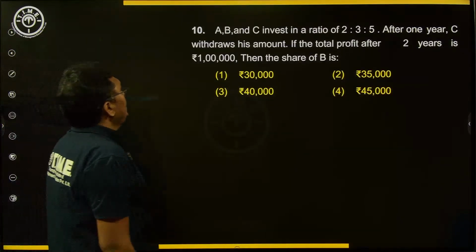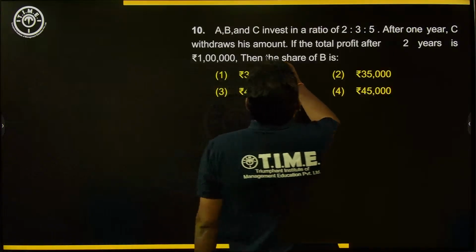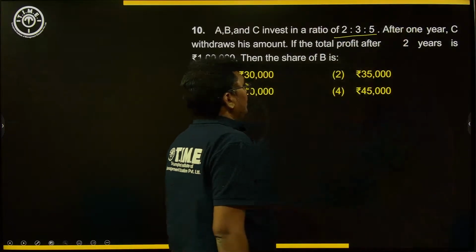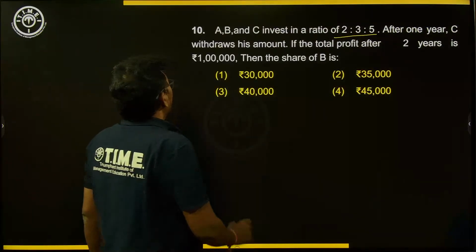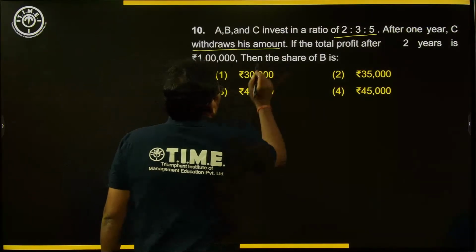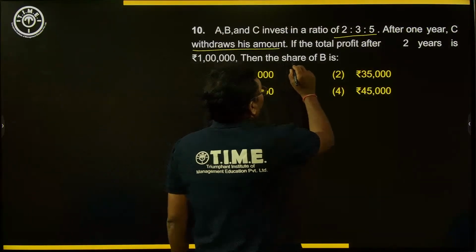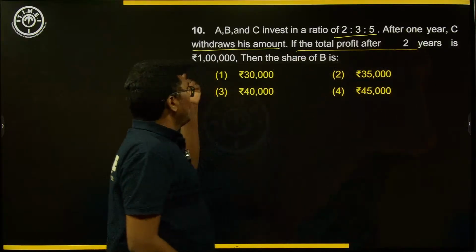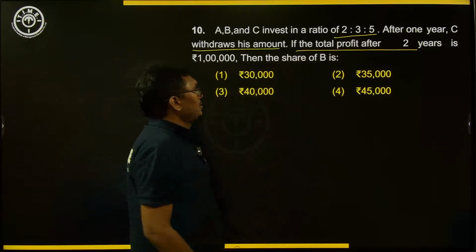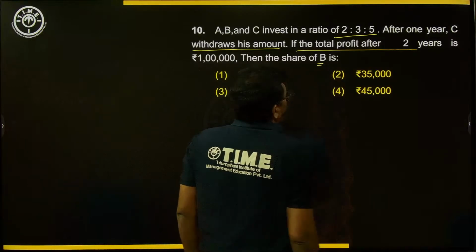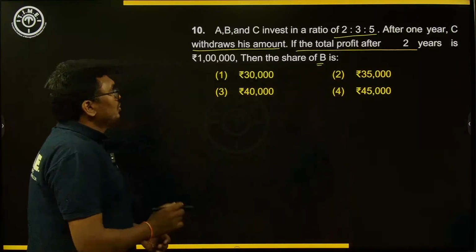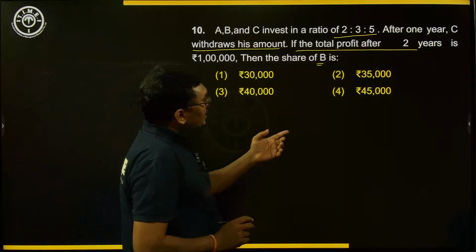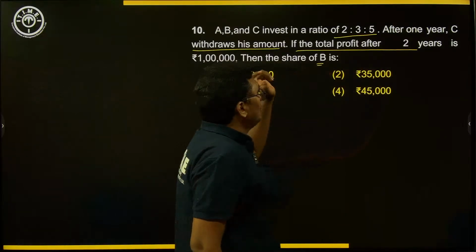A, B and C invest in the ratio of 2 is to 3 is to 5. After 1 year, C withdraws his amount. If the total profit after 2 years is 1 lakh, then what is the share of B? So I have to find the share of B, right? This business runs for 2 years, not 1 year, okay?